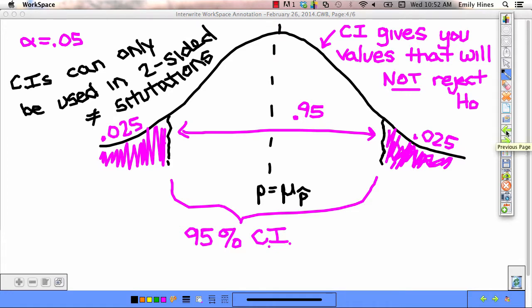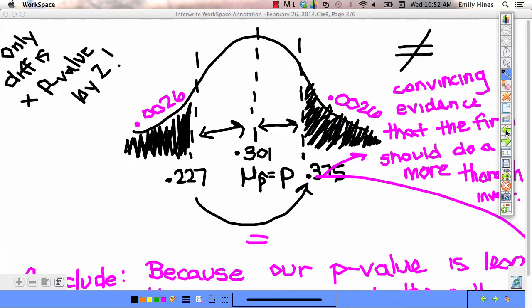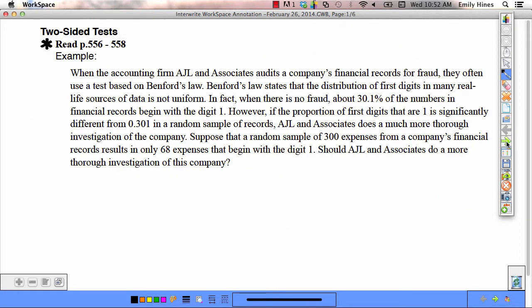So let's go back through our Benford's Law problem here and do it with a confidence interval this time, because I know it's a not equal to situation. So let's see how this would work with a confidence interval. Okay, so remember, same four steps. They look a little bit different though.